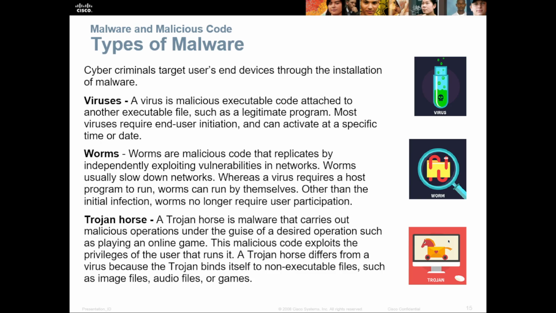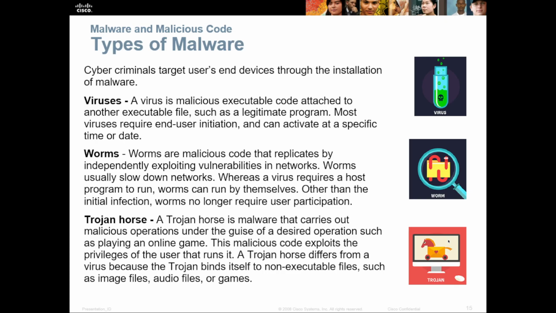All right, then we have worms. So worms are malicious codes that replicate by independently exploiting vulnerabilities in networks. Alright, so worms usually slow down networks, whereas viruses require a host program to run. So worms can run by themselves. So other than the initial infection, worms no longer require user participation.